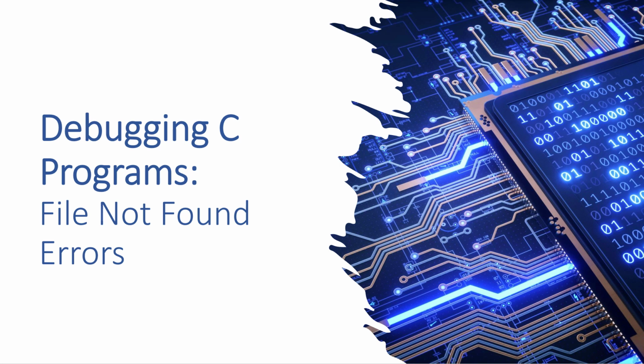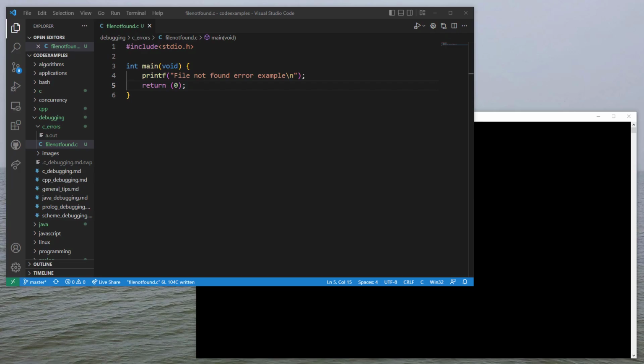In this video, we're going to discuss some common issues that you can run into when compiling C programs. Specifically, we're going to focus on issues where you get a file not found or command not found error. So here I have a C file that doesn't do much. It's really just a hello world example essentially, but I want to go ahead and try to compile this.